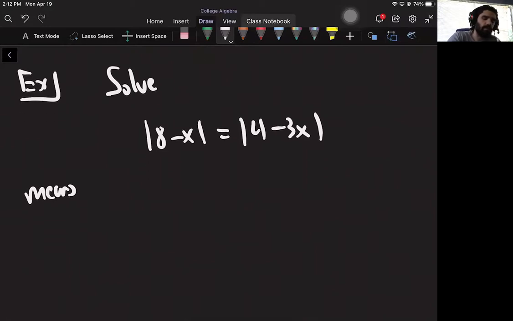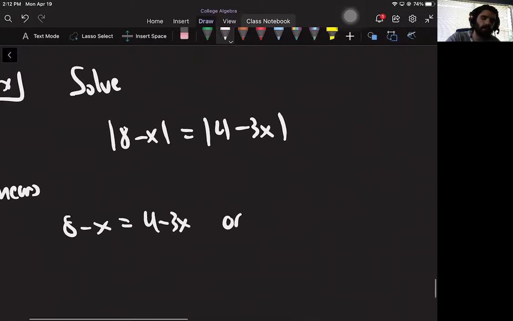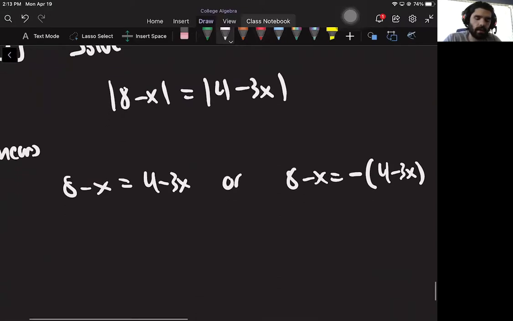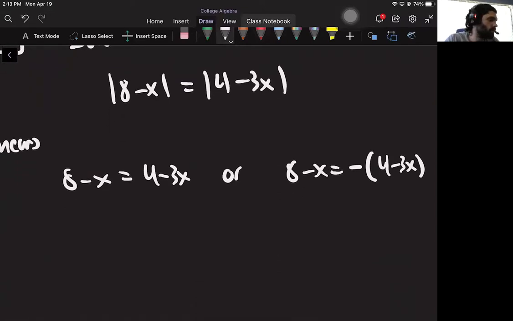It just means to solve two equations: 8 minus x equals 4 minus 3x, and this other one, 8 minus x equals the negative version. So I have to negate the whole thing. I have to put the negative around the entire thing, not just the 4, or else it will not work out right. And then we just have two equations to solve.